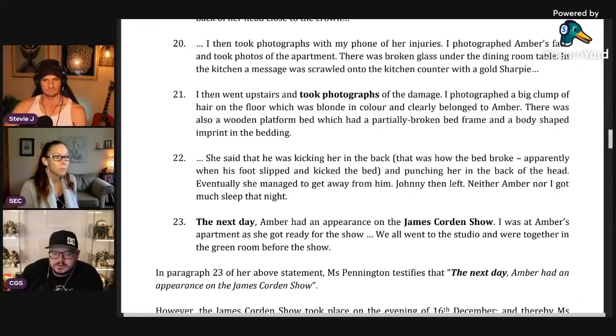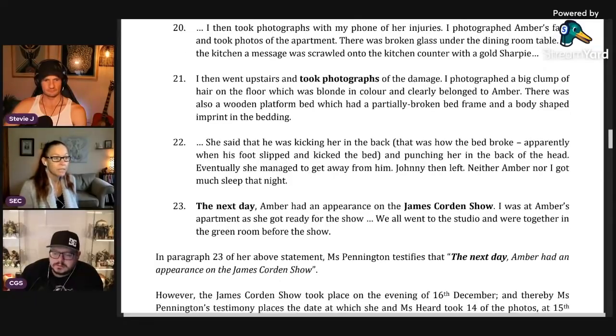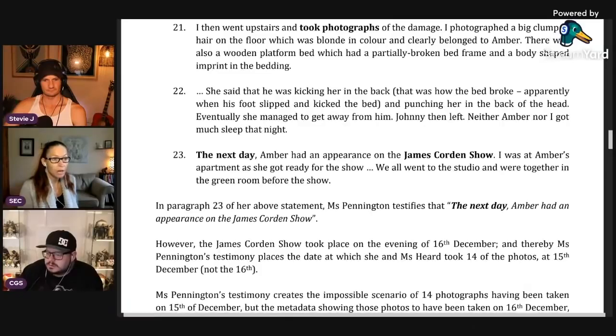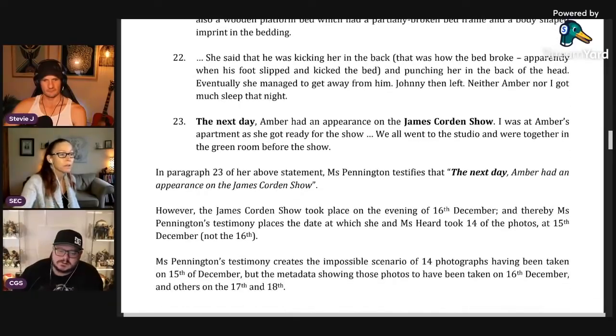Johnny eventually she managed to get away from him. Johnny then left. Neither Amber nor I got much sleep that night. The next day, Amber had an appearance on the James Corden show. I was at Amber's apartment as she got ready for the show. We all went to the studio and were together in the green room before the show.